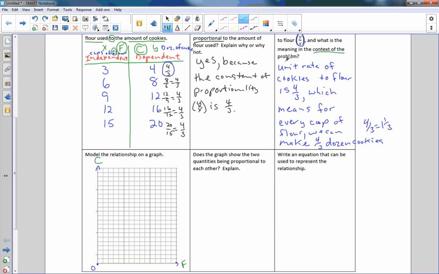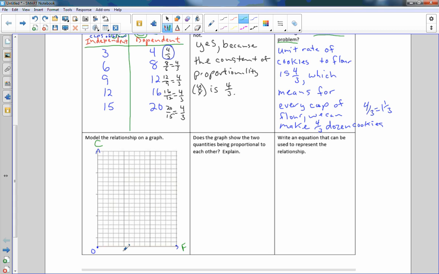This is what we're starting to lead into. In the context of this problem, what would x and y be? F and c. And now I'm going to plot these points. But before I do that, we should always label what our axes mean. So I should have down here cups of flour. And over here, dozens of cookies. Okay? And now I'm going to plot these.